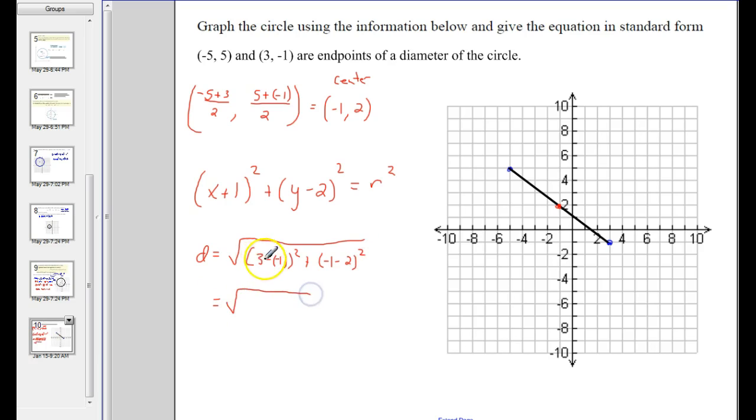Okay, that's the square root of 3 minus -1 is 4 squared, plus -1 minus 2 is -3 squared. So that's 16 and 9, which is 25, and the square root of 25 is 5. So that means our radius is 5, and this says radius squared. So if I square 5, I get 25. So there's the equation of this circle.